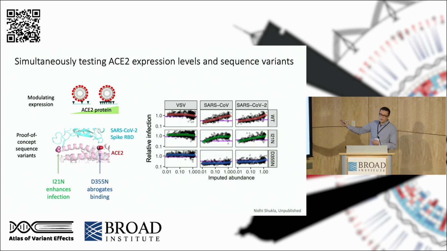VSV is a negative control. It doesn't use ACE2 to get into the cells. We essentially see a flat line across all the ACE2 abundances, which makes sense. With the SARS-CoV and SARS-CoV-2 spikes, you do see that relationship as you would expect.